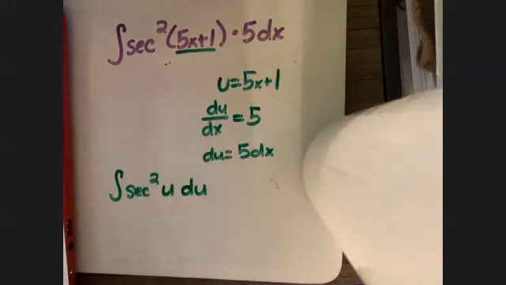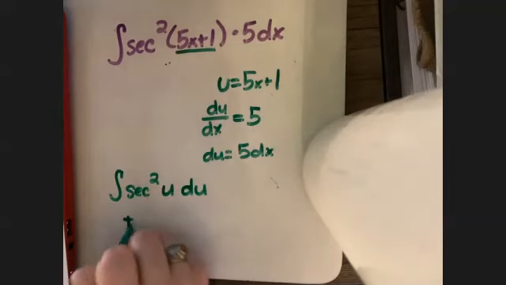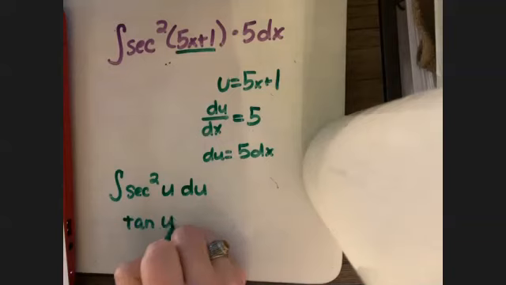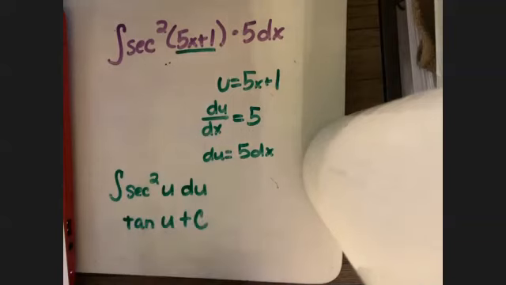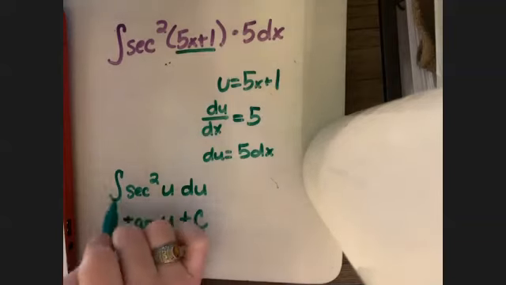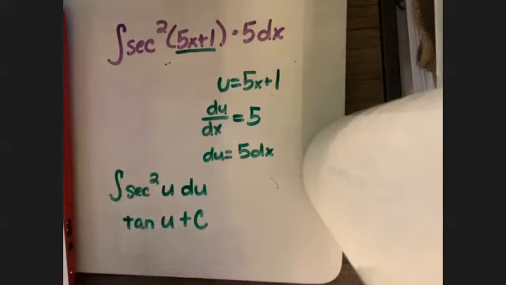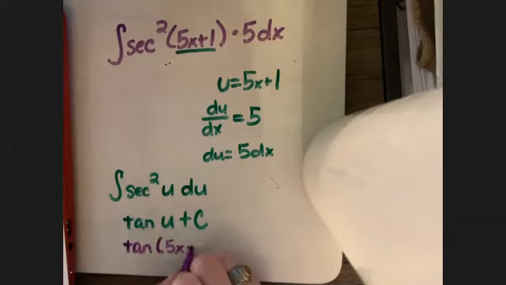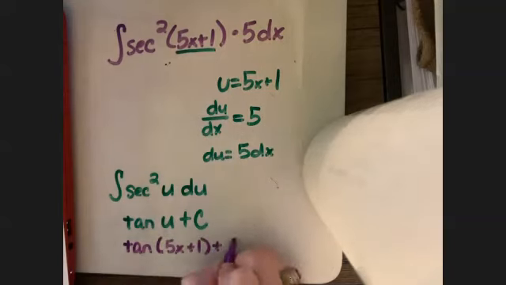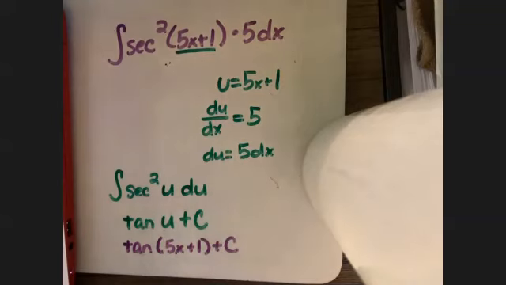So now, secant squared, okay, is the derivative of tan. So this is tan u plus a constant. Again, I'm doing the plus a constant because I do not have boundings on my stuff. Now I'm going to finish replacing back. Tan 5x plus 1 plus c. Okay?